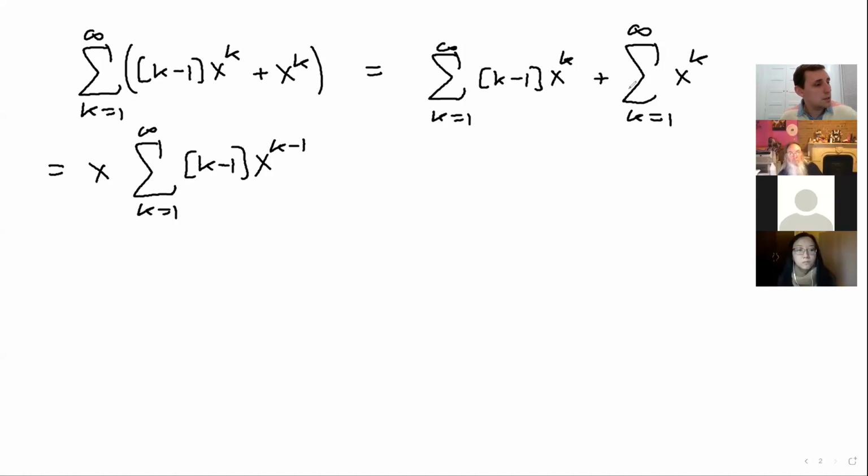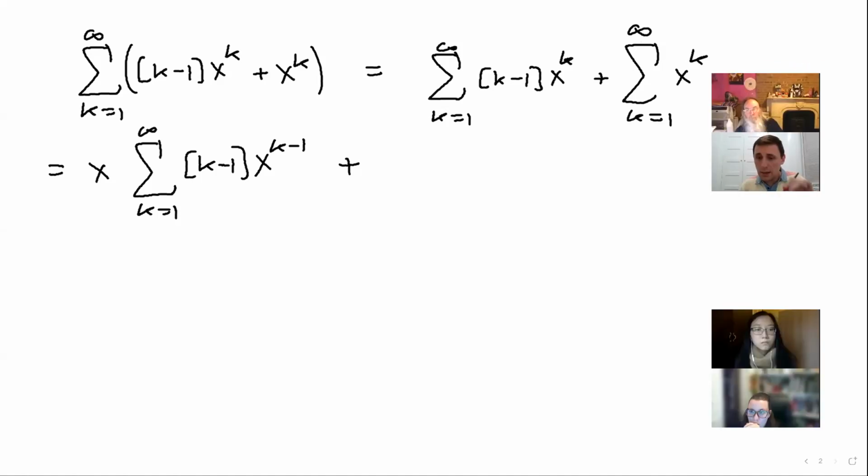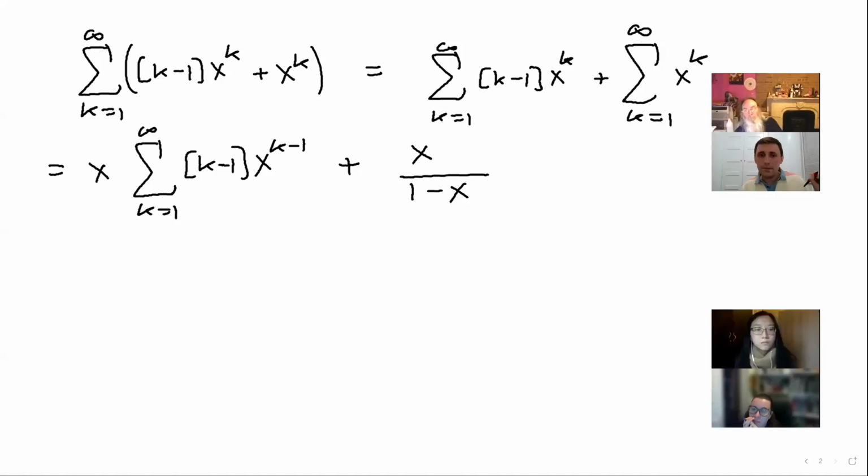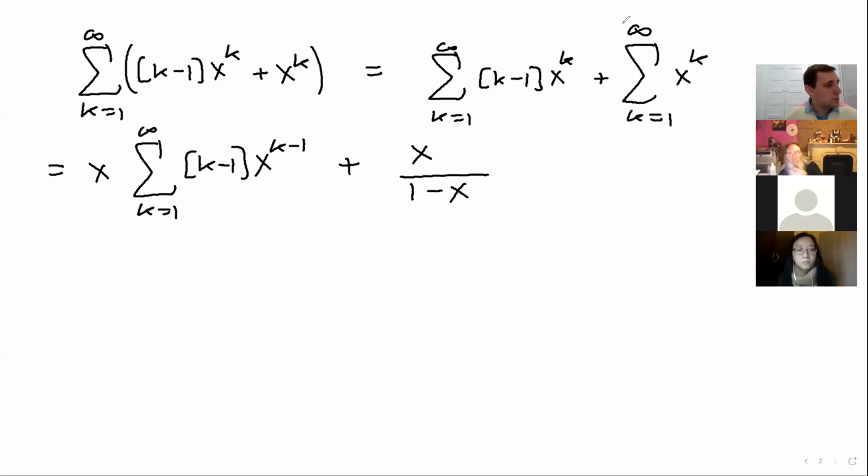And this other part, I know how to solve. I use the same idea to solve it separately, and it equals x divided by 1 minus x. Now, what is this? I have that the initial summation E is just x multiplied by E plus x divided by 1 minus x.